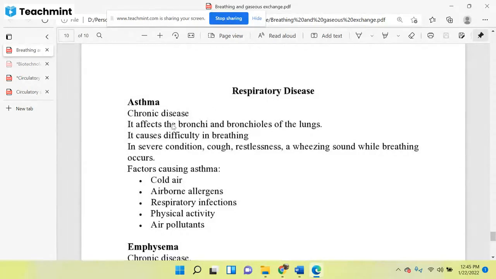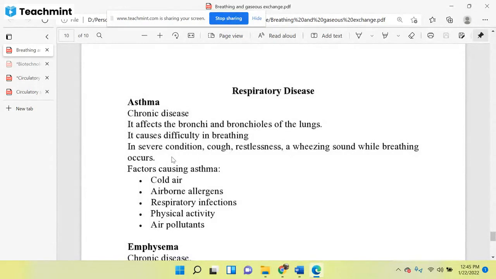The most affected parts would be the bronchi and bronchioles of the lungs. It causes difficulty in breathing. So if these are affected, then the person feels difficulty in breathing. In severe conditions, cough, restlessness, and a wheezing sound also come.